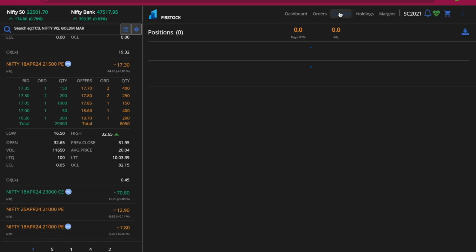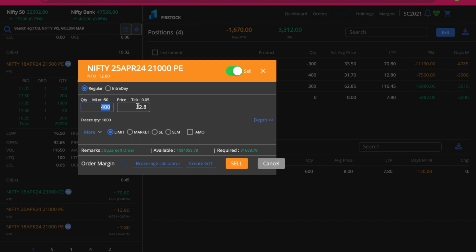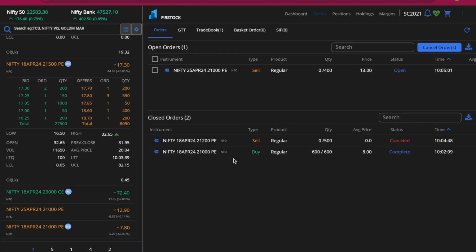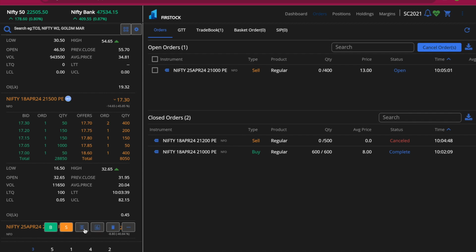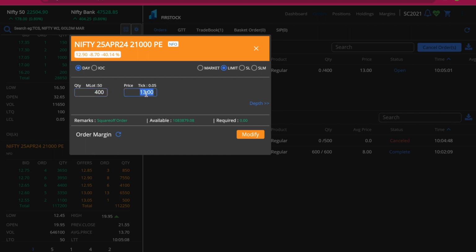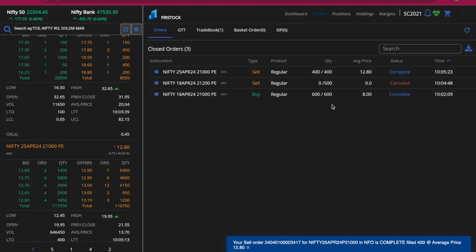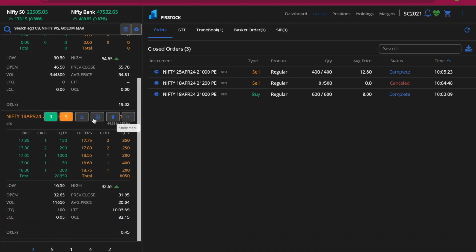We'll go to positions, and we'll exit this. We'll buy it out at 13, and let's see. That order is also open, the 21,000 PE, 25th April. Let's check out the market depth. 15. Can go for 12.8. Okay, so we already bought this. Now we can exit it.